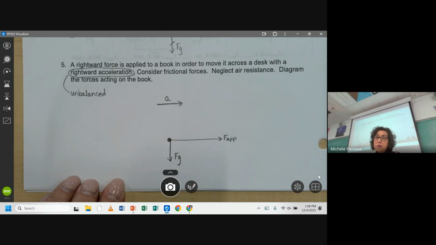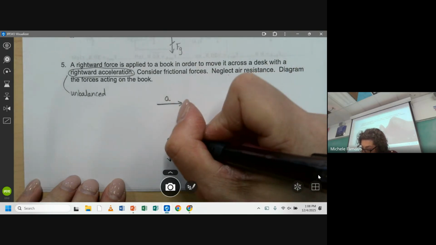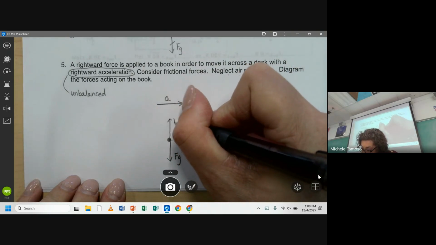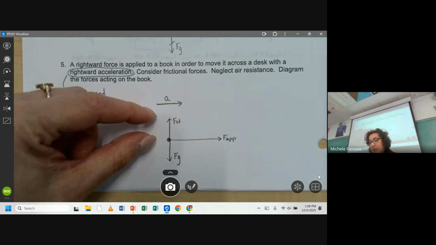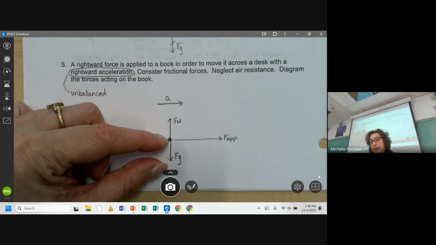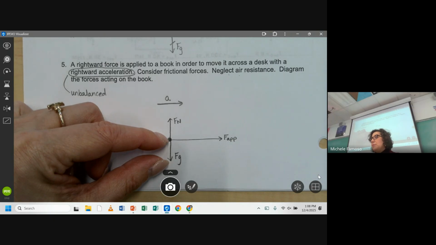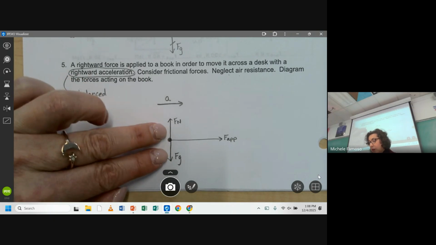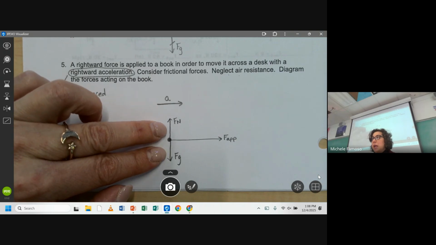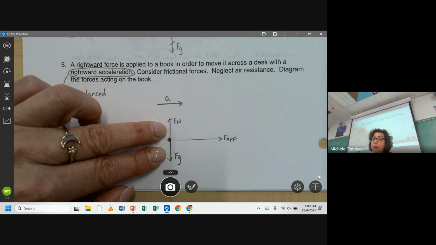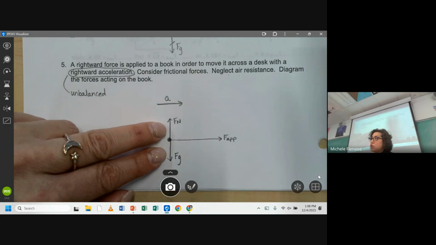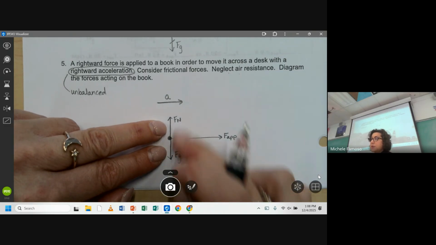Dominic, you want to give me another force that's acting on this book? Normal force going up. Now, look at this, folks. Notice the length of that is the same as the length of FG. How do I know that those two should be the same length? What in this question tells me that these two should be the same length?